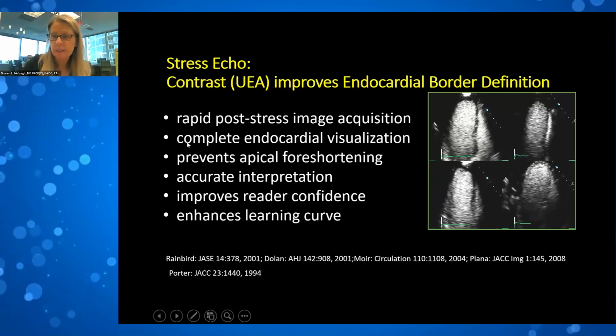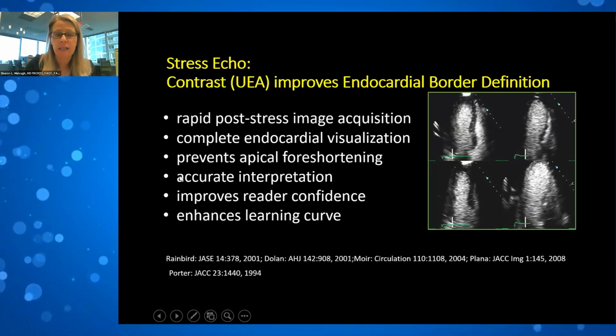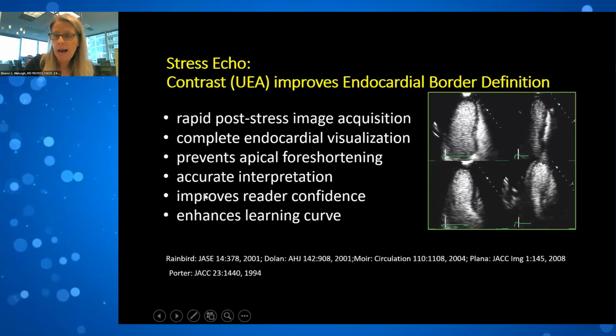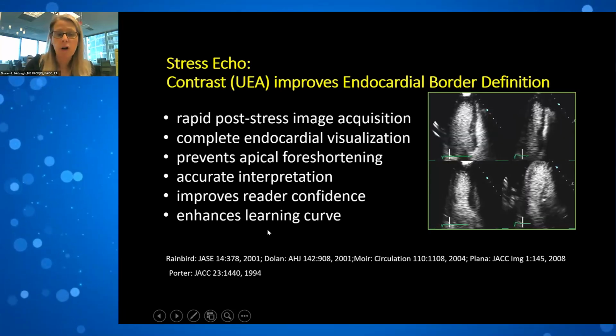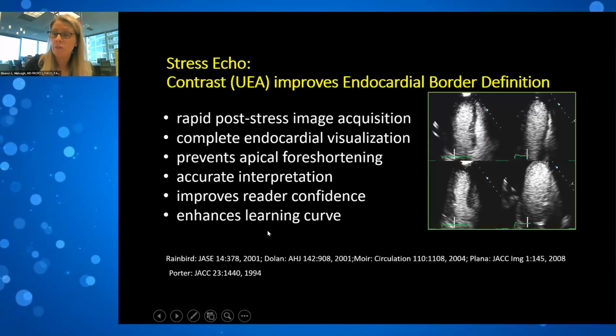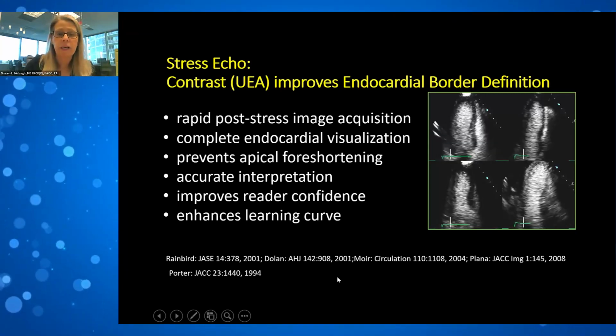You can have complete endocardial visualization. You will prevent apical foreshortening, as I have demonstrated, and it will give you a more accurate interpretation. Studies have shown that this improves reader confidence and enhances a learning curve in novice readers so that they more rapidly become expert readers in a shorter period of time.